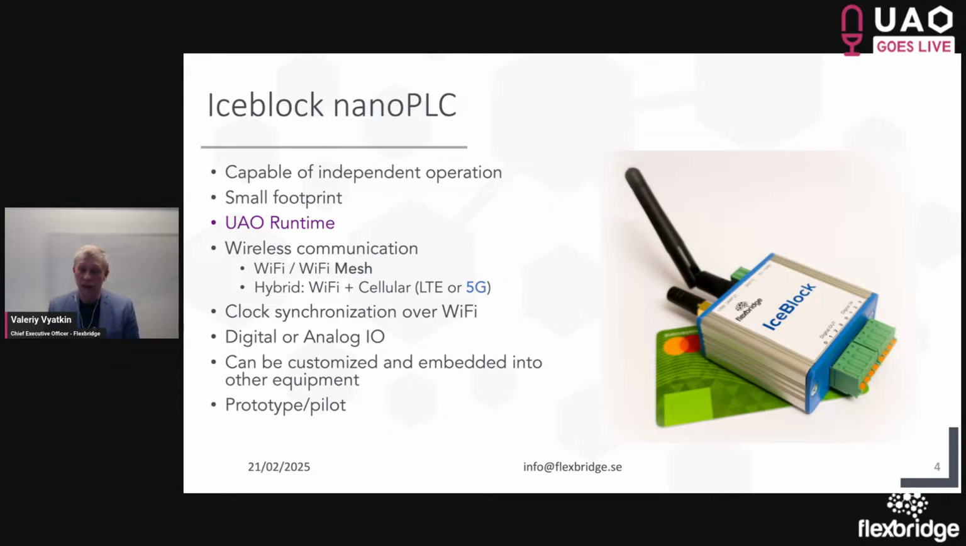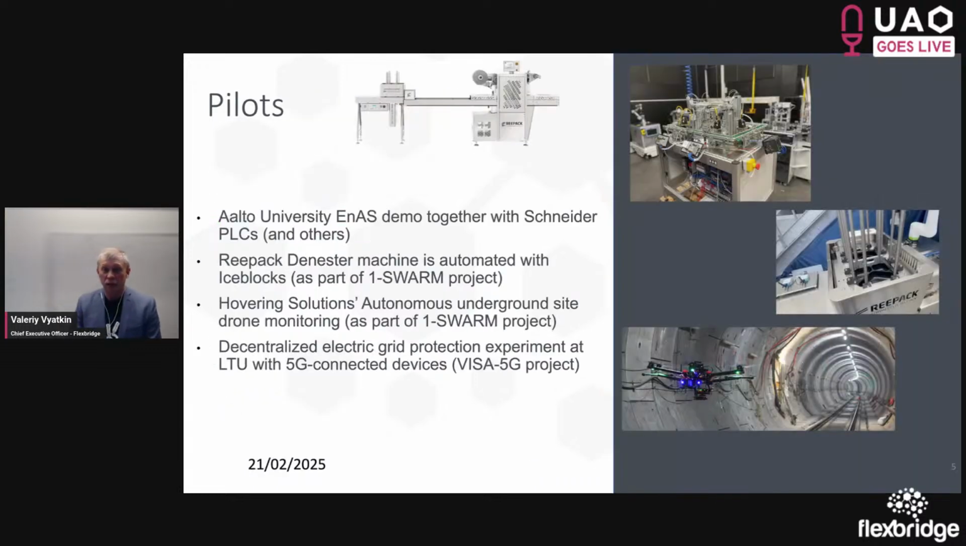And this small node we see as a basic block, we call it ICE block, a basic block of future automation systems. So we have prototyped this concept through several research projects and activities. You see several on the screen. For example, at Aalto University, a demonstrator was developed for heterogeneous automation system under the umbrella of universal automation, where ICE block is a part of.